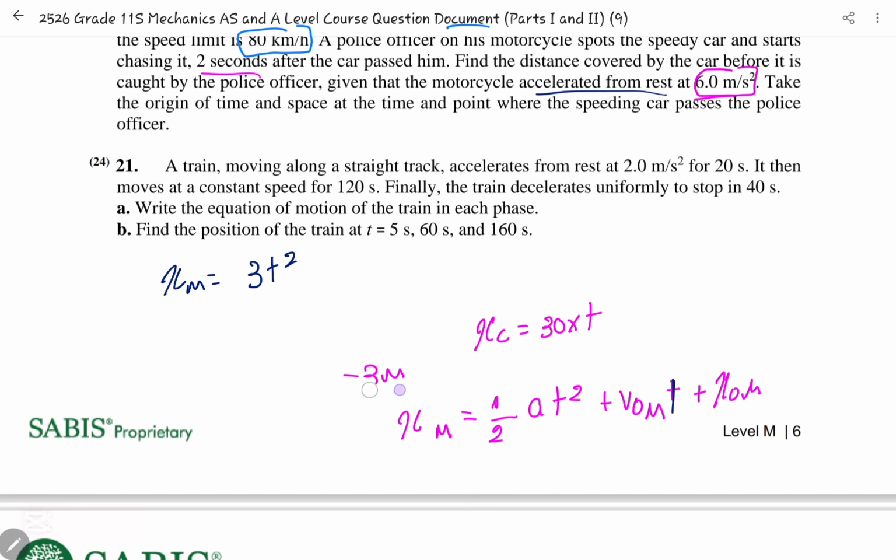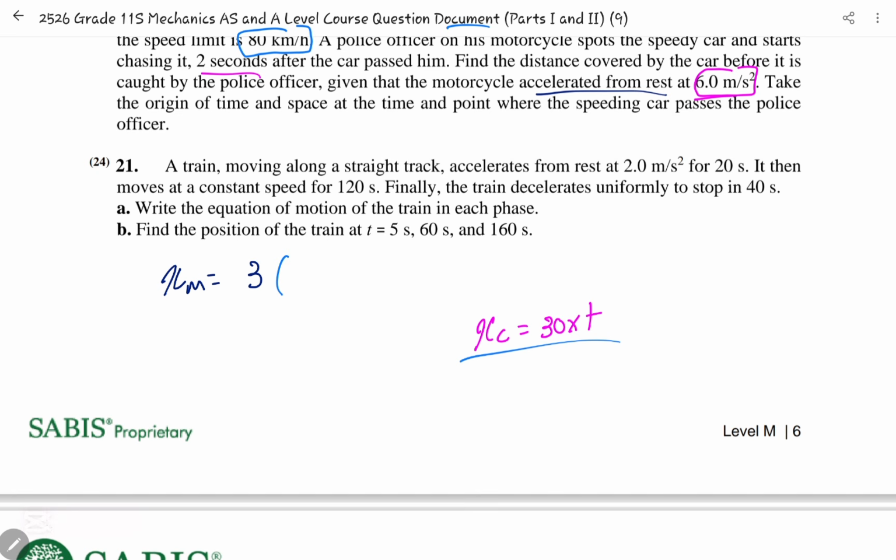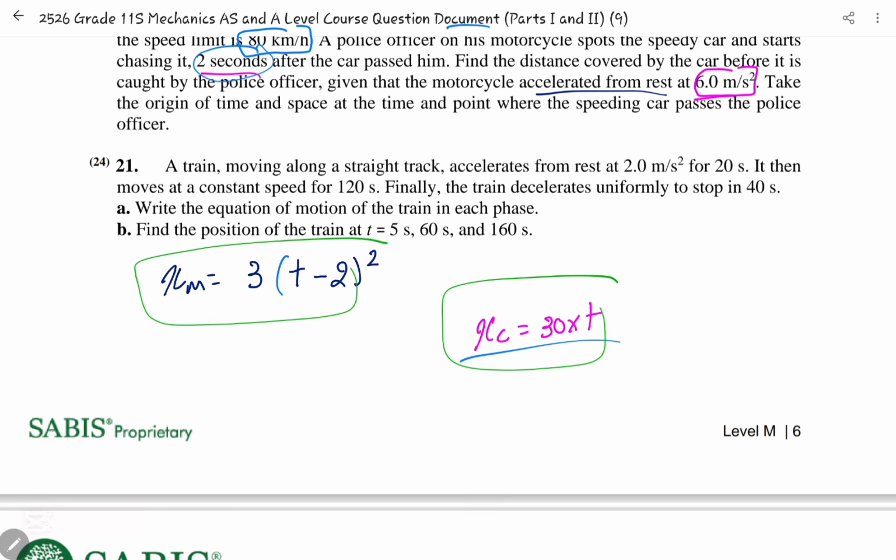But now we have a small issue in between the time. They don't both start at the same time. When the car starts moving, it starts at a time t. But when the motorcycle starts moving, it starts moving with a 2-second delay after the car passes. So it moves at time minus 2 seconds. And of course, it's always going to be squared. Okay, so now I have the equation of position of the motorcycle and the equation of position of the car. Now, for them to meet, they need to be equal to each other. So 30t must be equal to 3 times t minus 2 squared. So then 3 and 30 cancel. I'll have 10t is equal to t minus 2 squared.